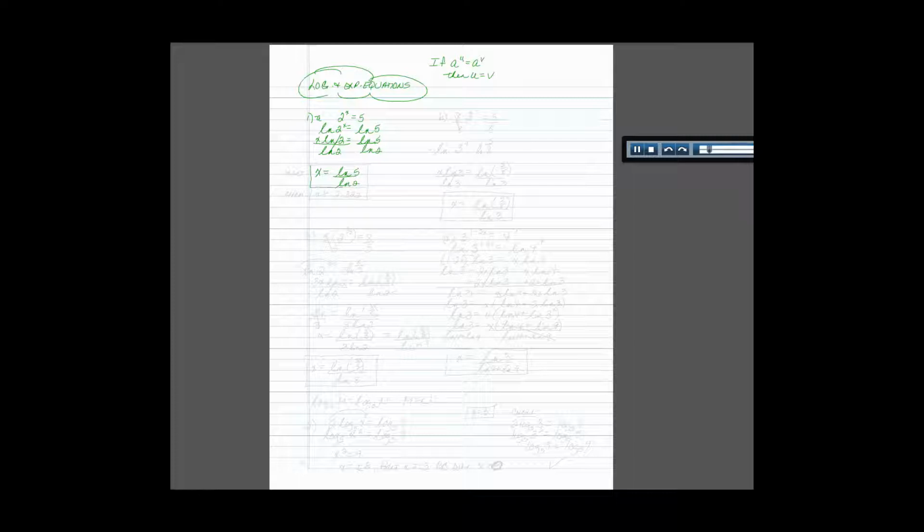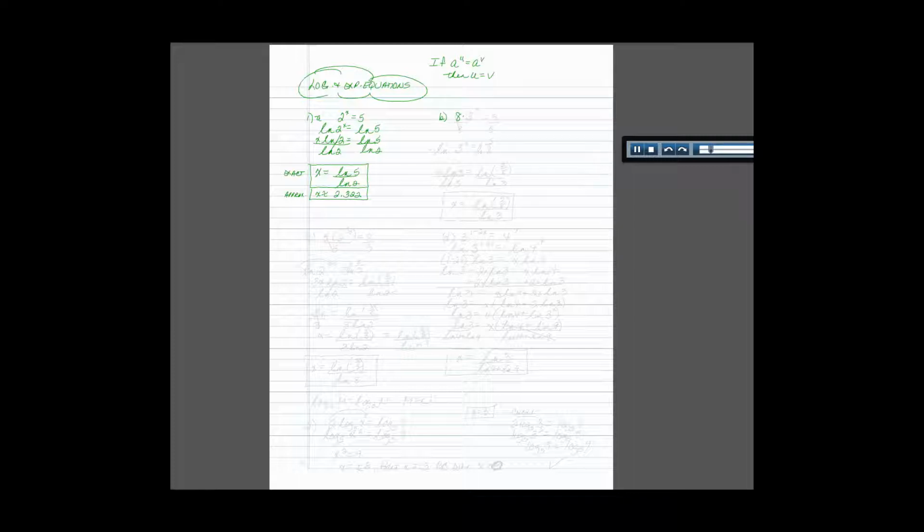Now that is what we call an exact answer. We can get an approximate answer by putting that in your calculator, and you will get x is approximately equal to 2.322. I am much less interested in the approximate answer than I am in the exact answer.